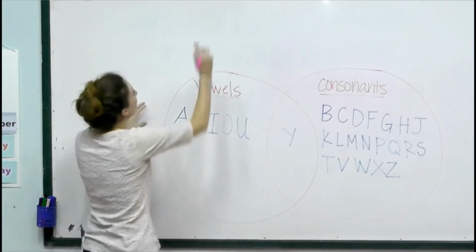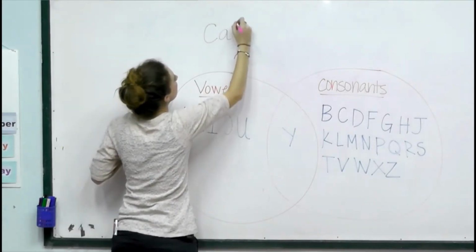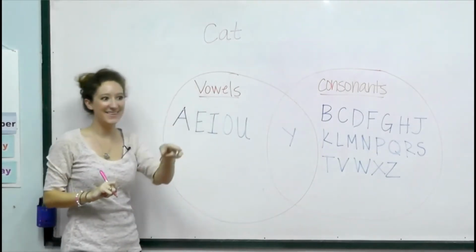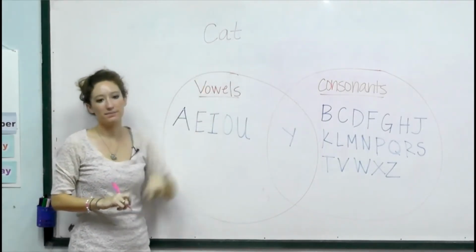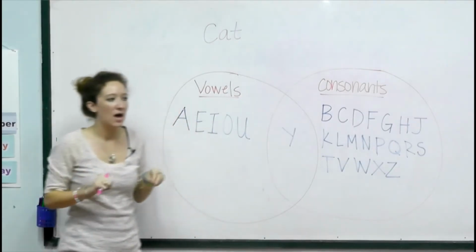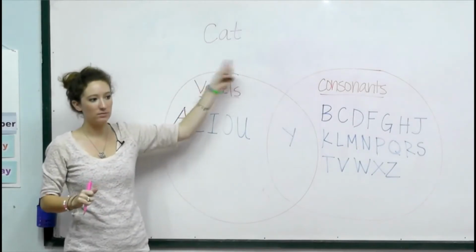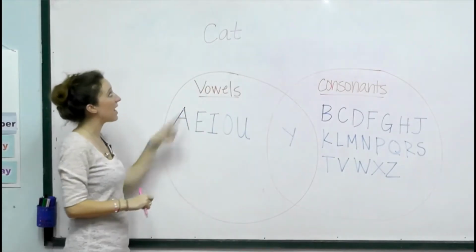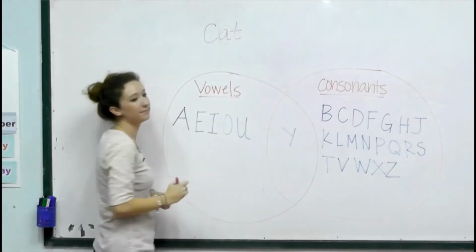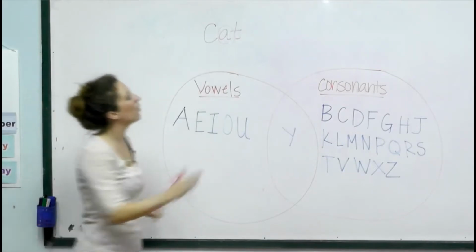So, let's say that this is T. Cat. Very good. This is the word cat. Meow. Do you see a vowel in cat? Do you see A? Yes. All right. There's a vowel, A.